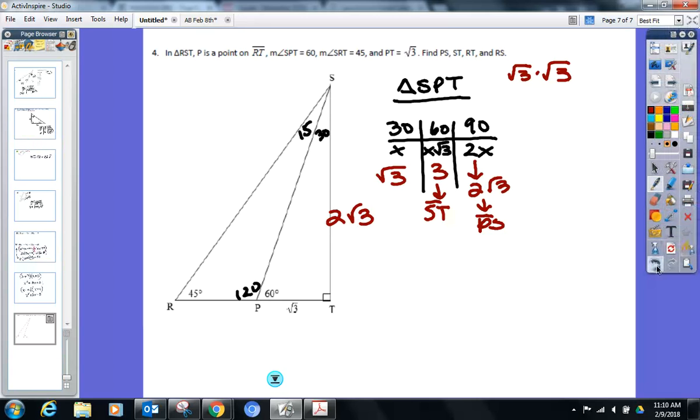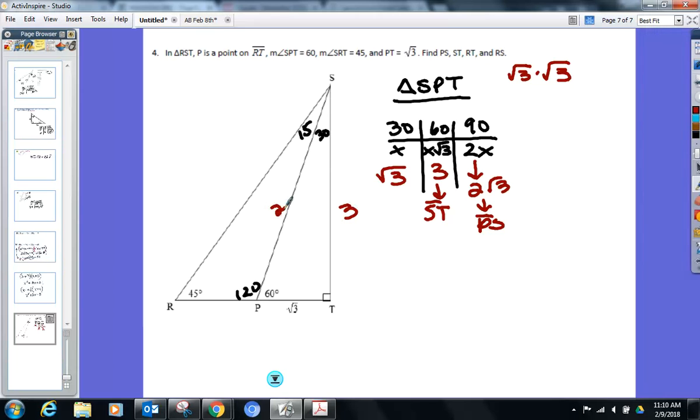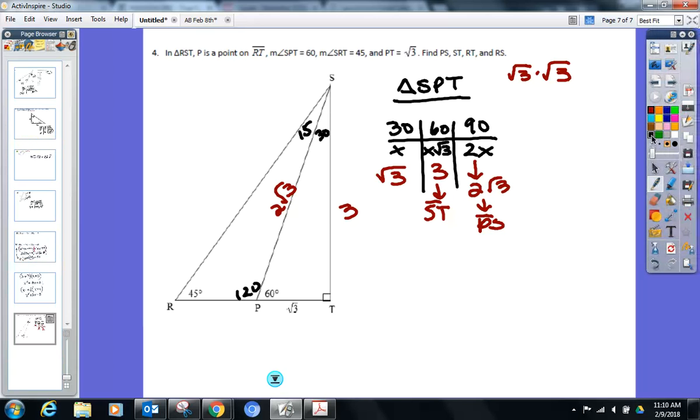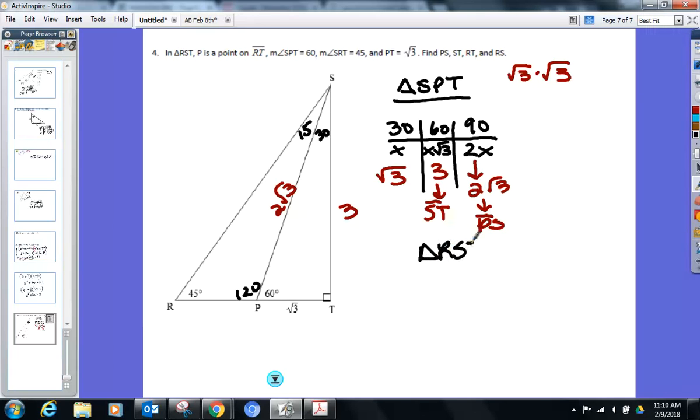There we go. Good so far. We found 2 out of the 4 lengths. Now I turn my attention to triangle RST, which is what type of triangle? RST, that's a 45, 45, 90: X, X, and X radical 2.